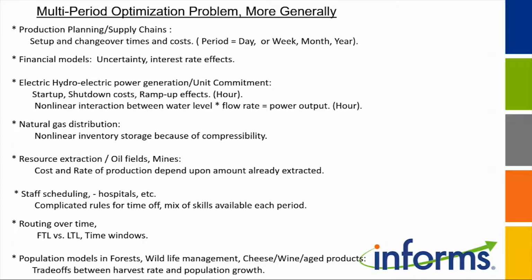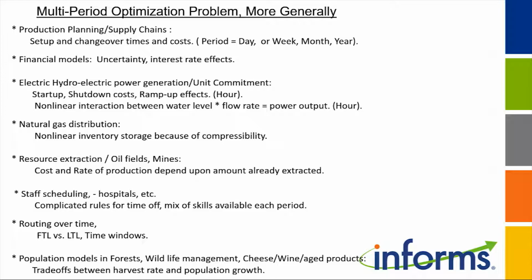Now, in terms of what motivates us more generally, here are the sort of problems that I'm thinking about when I'm doing this. So they range over things like production planning, supply chains, where some of the big issues are setup and changeover times, also sourcing, which I don't mention there, where you produce stuff. And the planning period could be a day or a week or a month or a year. For Holt, Modigliani, Muth, and Simon, the planning period was 1 month, and the planning horizon was 12 months, 12 years. Another big application is financial models, where the big issues are uncertainty and interest rate effects.